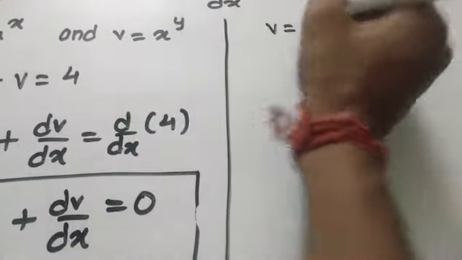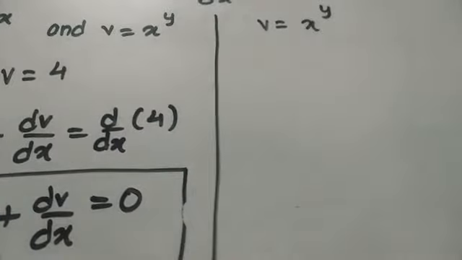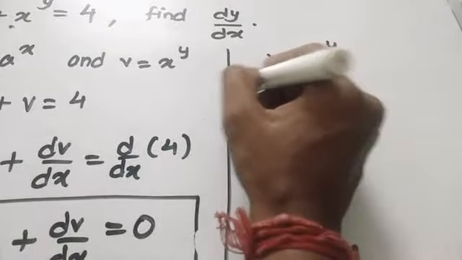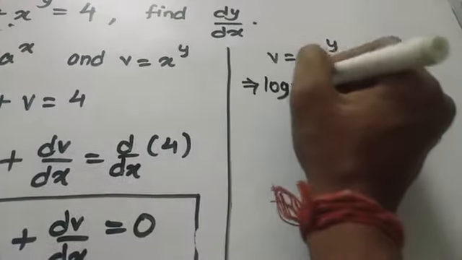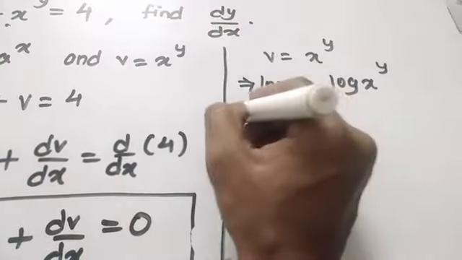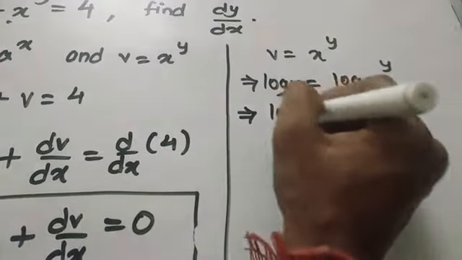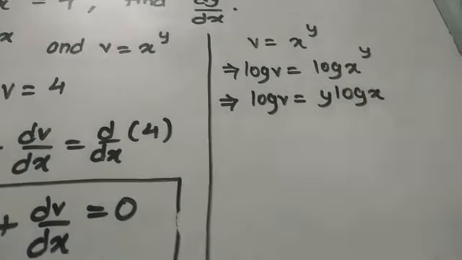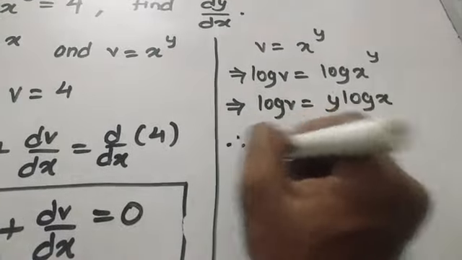Our v was x to the power y. Now, first of all, there is a power, so we can take log, that is log v, and this side log x to the power y. On this side the power will come in front, that is y log x. Now we'll differentiate both sides with respect to x.